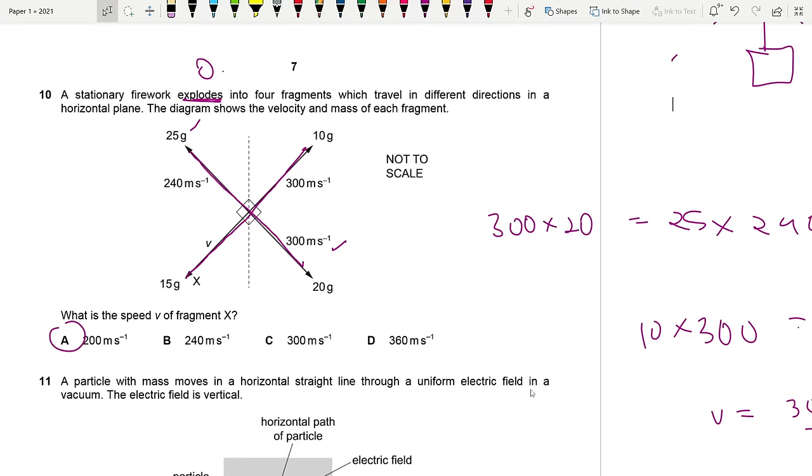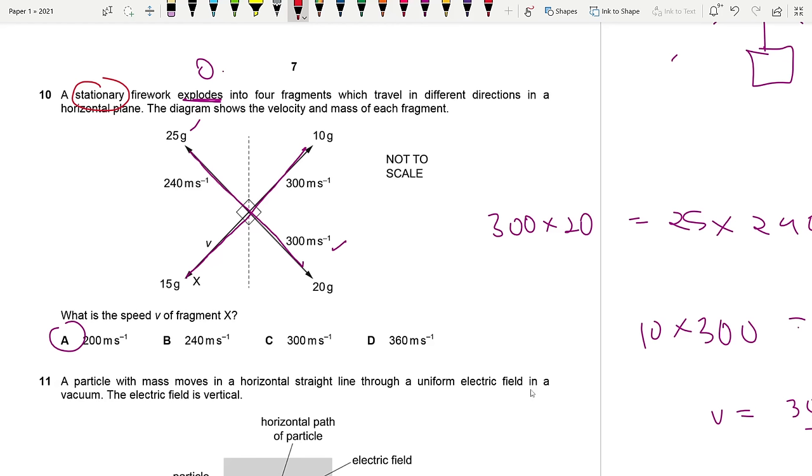So the diagram shows the velocity and mass of each fragment. What is the speed of fragment X? So guys, since the firework was stationary initially, that means the initial momentum was zero. So after the explosion, the final momentum must also be zero.